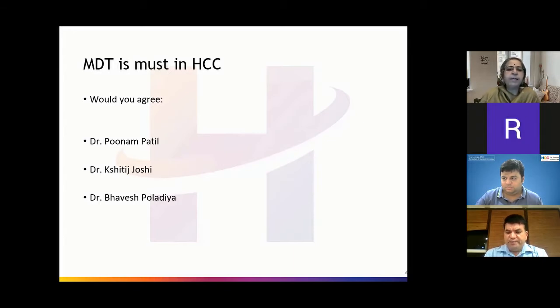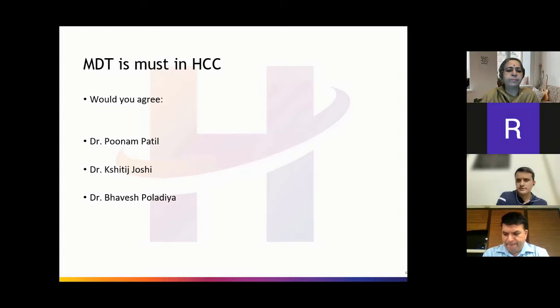Yeah, so if the liver functions are fairly okay and the patient is very symptomatic due to the liver disease, and if I feel, as Dr. Ghanshyam Biswas had mentioned earlier, that there is a place for TACE with a palliative intent, maybe in those kinds of regions I would probably take an opinion of MDT. Otherwise, no. But Dr. Kshitij, what do you think?